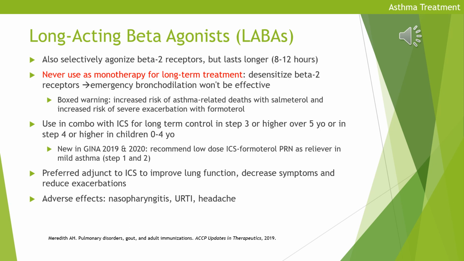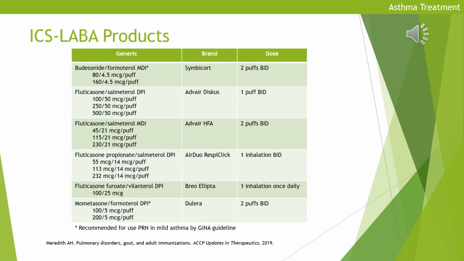In the new GINA 2019 and 2020 guidelines, they recommend using a low-dose inhaled corticosteroid formoterol combination as needed as the reliever inhaler in mild asthma, which is in step 1 and step 2 therapy. Again, LABAs are the preferred adjunct to inhaled corticosteroid to improve lung function, decrease symptoms, and reduce exacerbations. Possible adverse effects include nasopharyngitis, upper respiratory tract infection, and headache. Here is a list of all of the inhaled corticosteroid and long-acting beta agonist products. You may be familiar with these brand names such as Symbicort, Advair, Breo Ellipta, and Dulera.